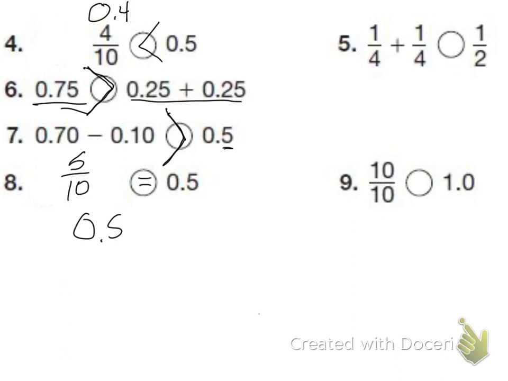On number 5, we have 1/4 plus 1/4. 1/4 plus 1/4 is 2/4, which is the same as 1/2. So these two are equal to each other. And then on 9, we have 10/10, which is equal to 1. And 1 is equal to 1.0. Okay, and that's it for this lesson. Good luck on your homework.